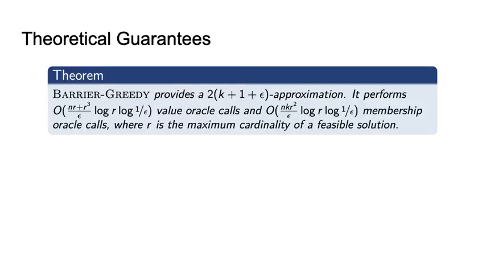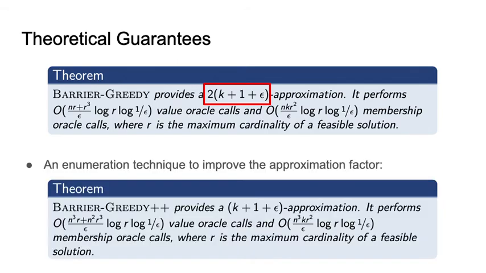Now we are ready to present the theoretical guarantees of our proposed solutions. Our first algorithm, barrier greedy, provides a 2 times k plus 1 plus epsilon approximation. By using an enumeration technique, we can improve the performance of barrier greedy. Indeed, barrier greedy plus plus provides a k plus 1 plus epsilon approximation. This two-factor improvement is achieved by increasing the computational cost by a factor of n squared.